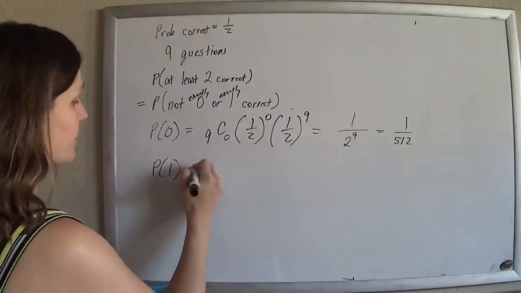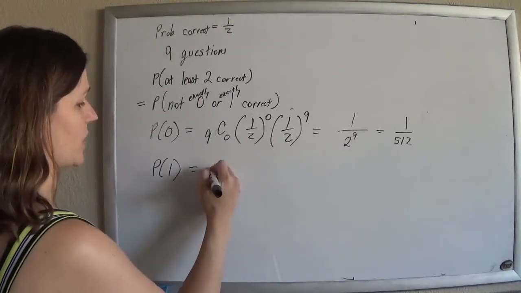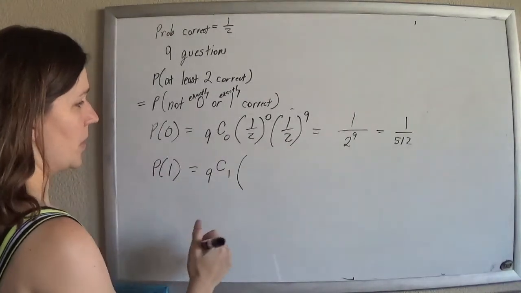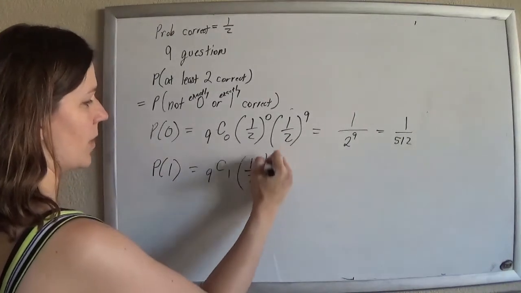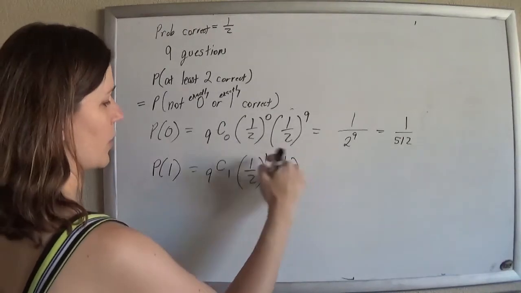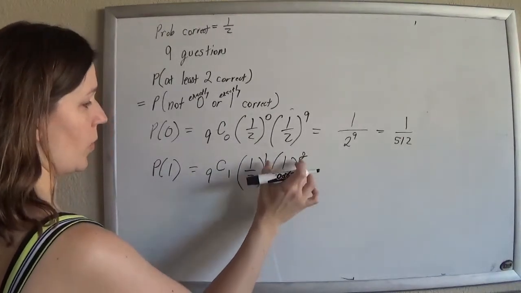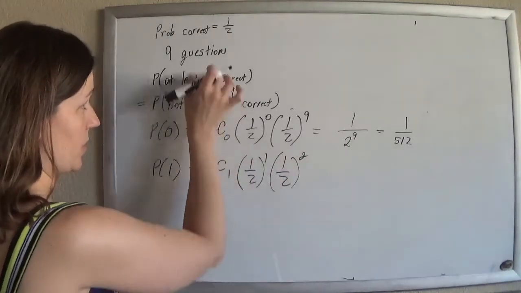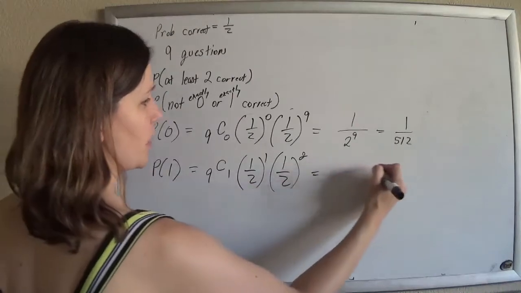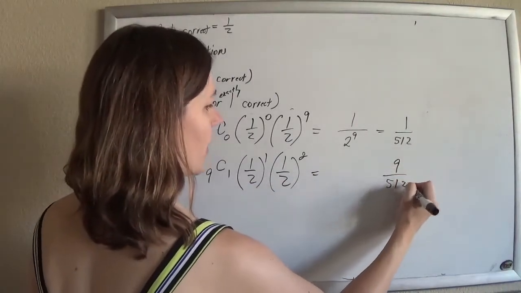We do it again. I want exactly 1. So there are 9 questions. I want to choose 1 of them to be correct. There's a half a chance of being correct. I want 1 of those. There's a half a chance of not being correct. I want the rest of them to be those. So if there was 1 correct and I had 9 questions, that's 8 incorrect, right? So this ends up being 9 out of 512.